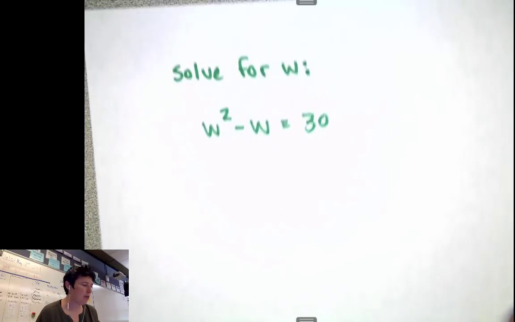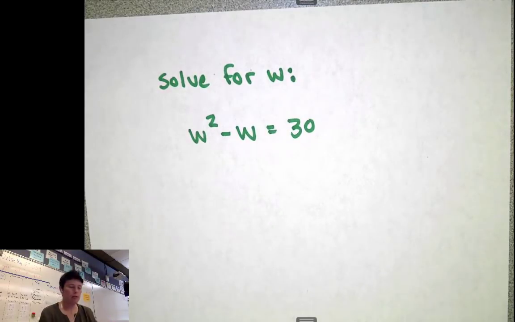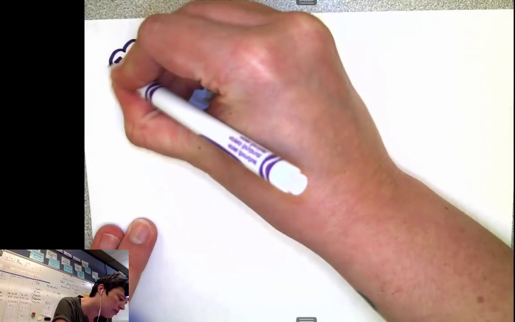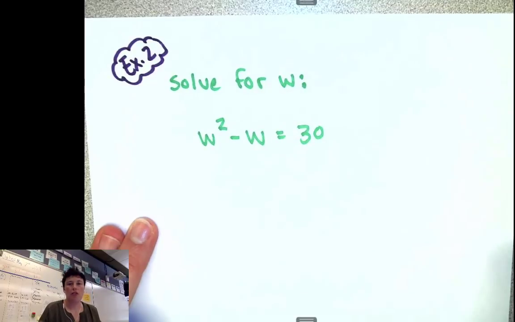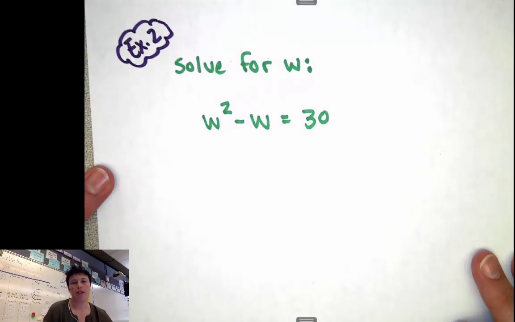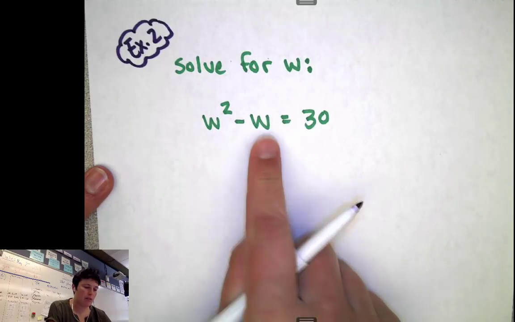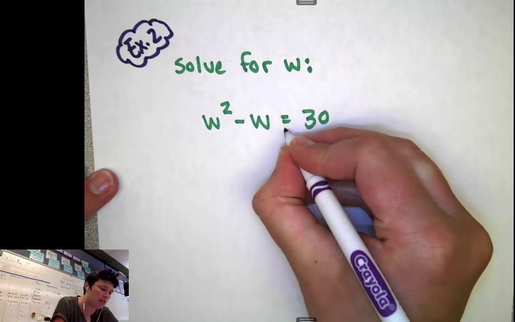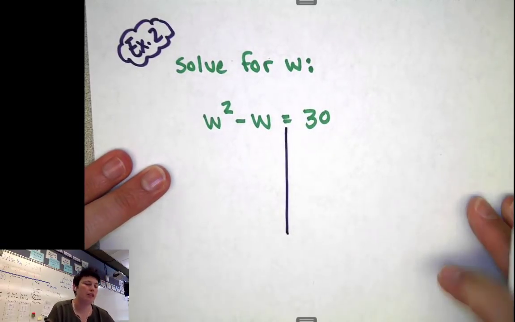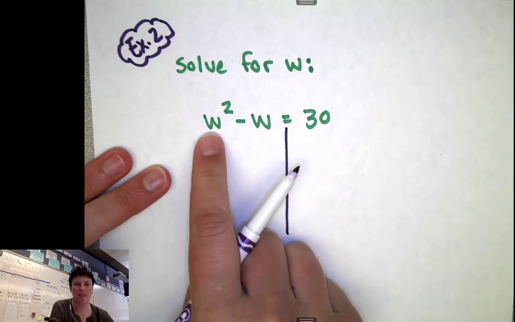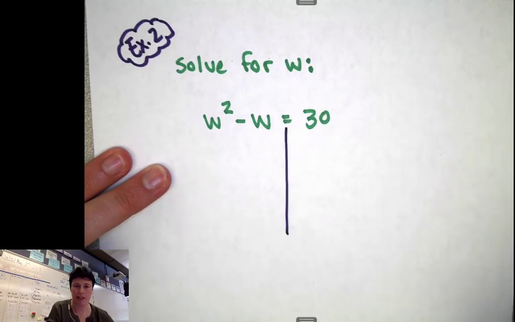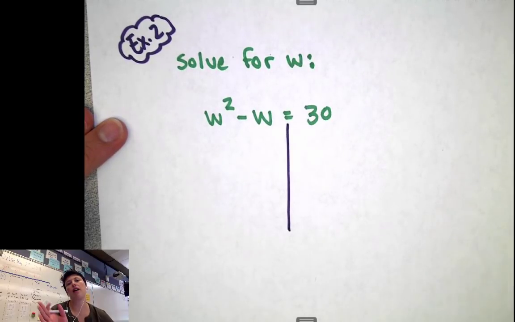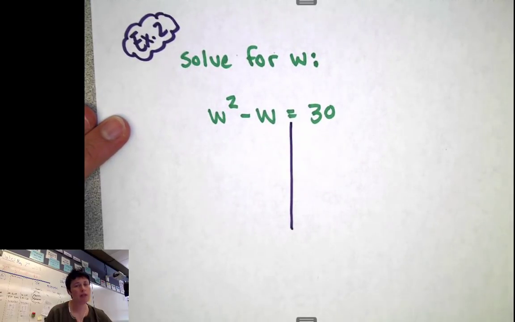We're going to do example 2, and we're going to say solve for W. Example 2. Okay, so solve for W. Here's our equation. W squared minus W equals 30. So I put my line down the middle, and my algebra brain says, I see a quadratic, I see a W squared, I don't see a way of getting rid of it. So I'm feeling a little bit stuck right now, and I'm thinking, oh, well then I'll use the factor process instead. But there's a little bit of a trick to it.